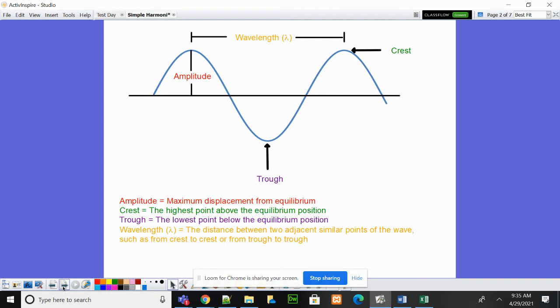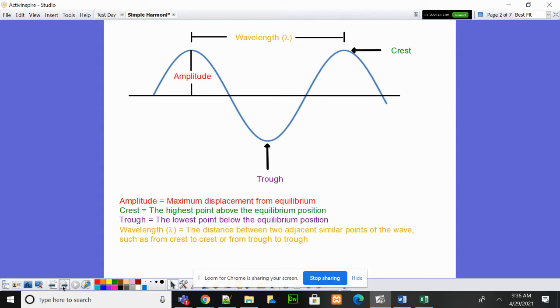Okay, so we're going to talk about waves and simple harmonic motion. You know a little bit about waves. You've thought about waves in the ocean. You probably have heard before that sound travels in waves, okay, and so does light. We're going to get into all of those things. So today we're just going to talk about a wave in general.